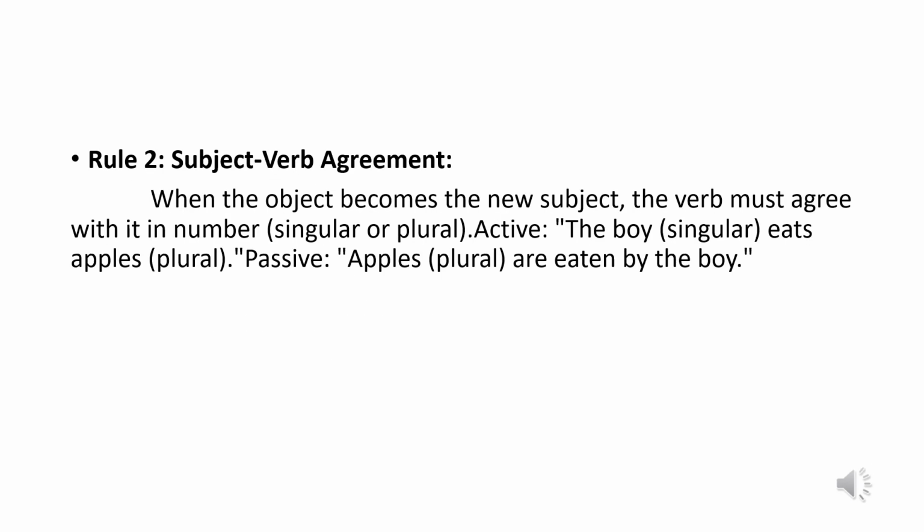So our rule number 2 is subject-verb agreement, which means when the object becomes the new subject, the verb must agree in number, in the sense of singular or plural. For example, in active, the boy eats apples, which we convert to passive, and we get the answer as apples are eaten by the boy. Here, boy is singular and apples is plural, so we have to reverse the rule and apply it to the sentence.